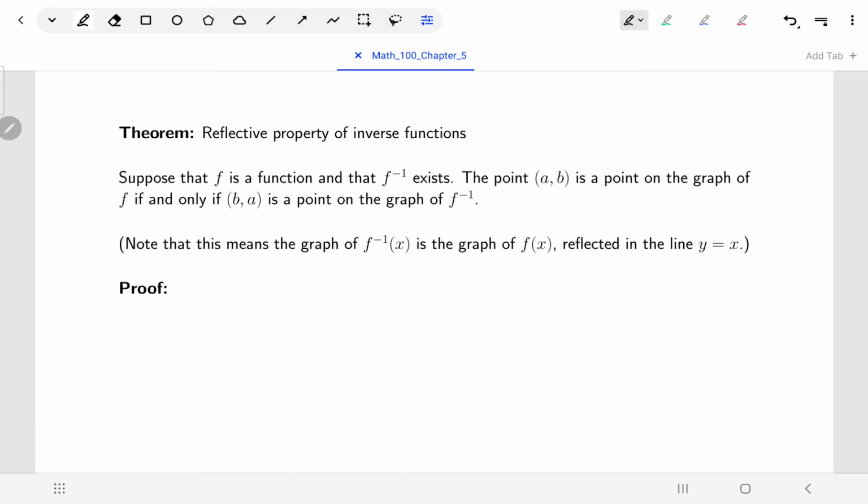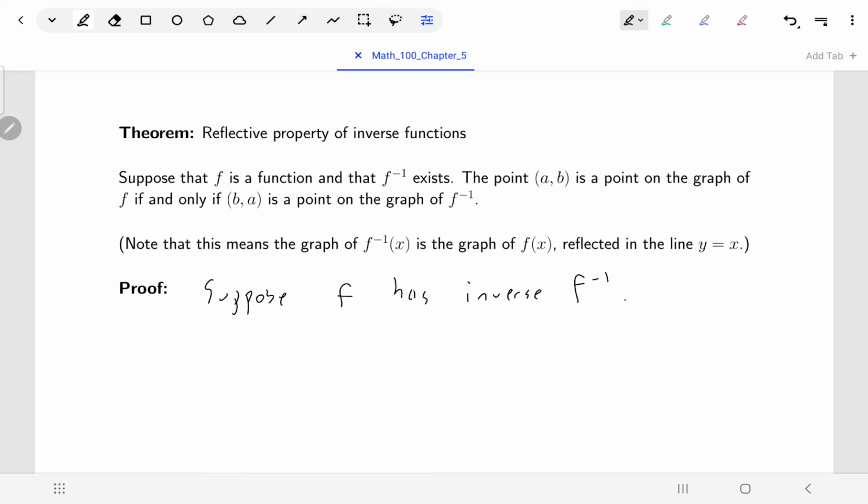Of course, when we say something like (a, b) is a point on the graph of f, we're saying f of a is equal to b. And when we say (b, a) is the point on the graph of f inverse, we're saying f inverse of b is equal to a. So let's start off with this. Suppose that I'm trying to prove this statement. I need to start off with assuming that f is a function and f inverse exists. So let's suppose f has inverse, f inverse.